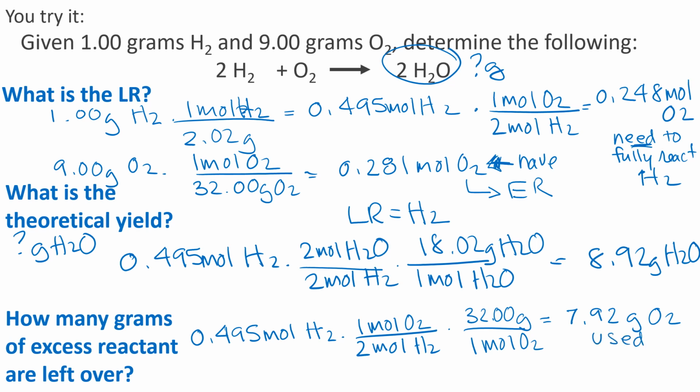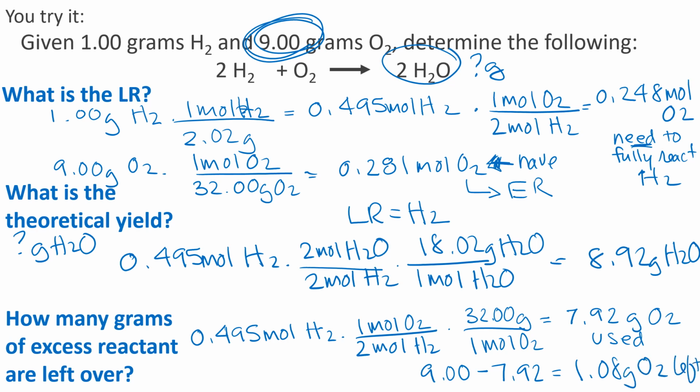But how much is left over? Well, we started with 9 grams. So I do 9 grams minus 7.92 grams equals 1.08 grams of O2 left.